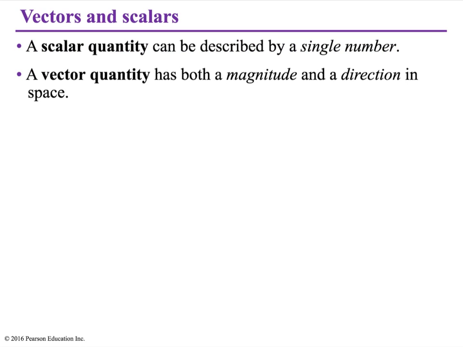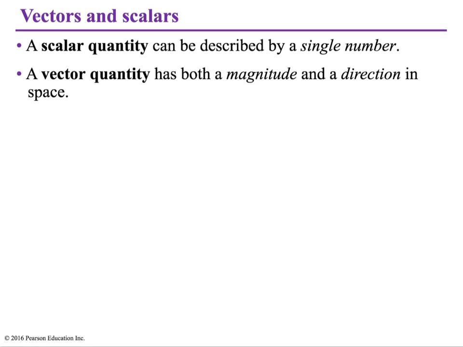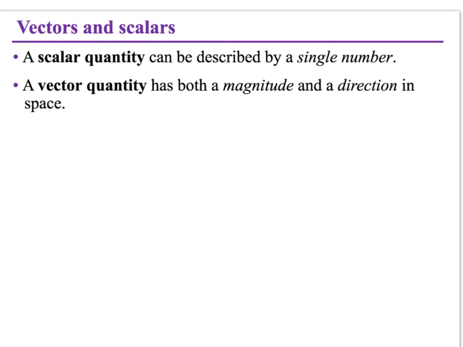So just to review, a scalar quantity is something that can be described just by a number. So examples of scalars are things like temperature, mass, speed is a scalar. Those are just a couple examples. A vector quantity has magnitude and direction.